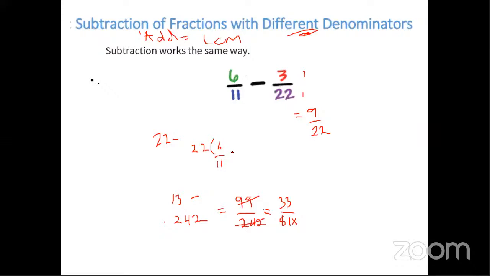Then minus, times 22. Minus 3 out of 22, into brackets, times 22. Yeah, times 22.